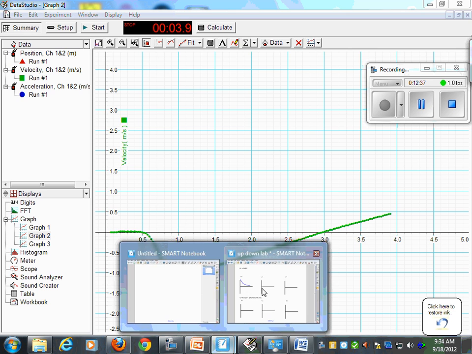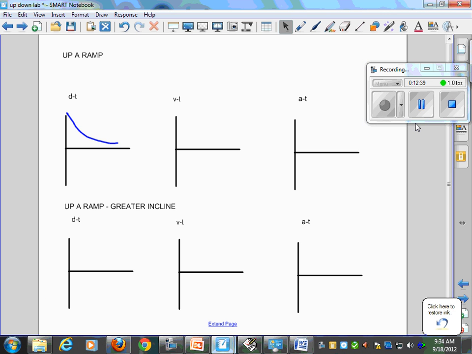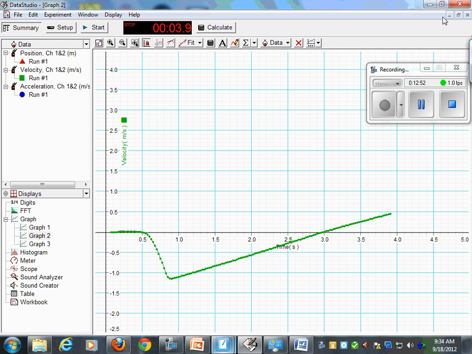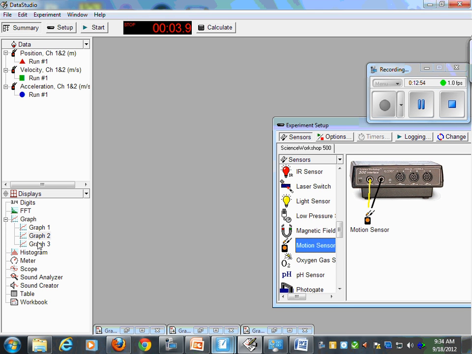Okay, so what should I be drawing? I should be drawing negative velocity going to 0. Is that what we predicted? I don't think so. What's the acceleration graph going to look like here? Once again, we may not get a very nice picture.